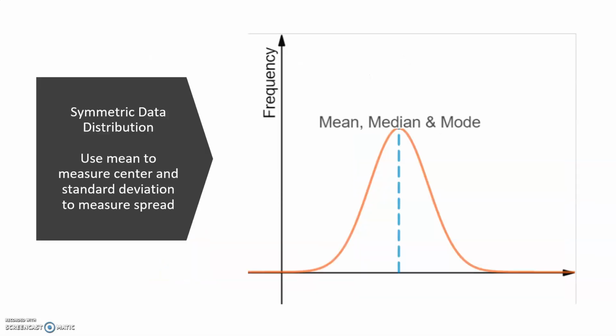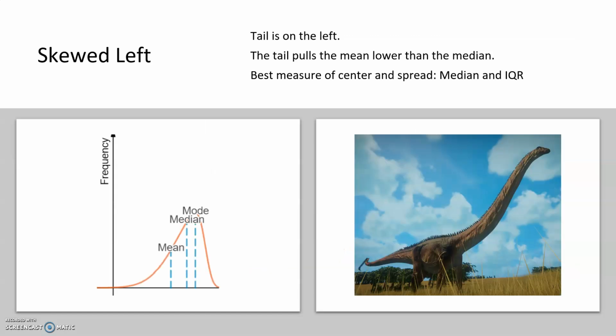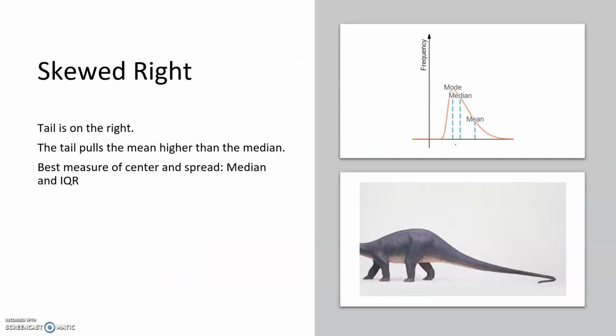When you have symmetric data, then the mean is a really good measure of center. When your data are skewed, you'd rather use the median because the tail is pulling the mean. When your data are skewed right, your tail is on the right and your tail pulls the mean up. So the tail will pull the mean up from the median. You should be using median and IQR, interquartile range, as your measure of spread when you have skewed data.